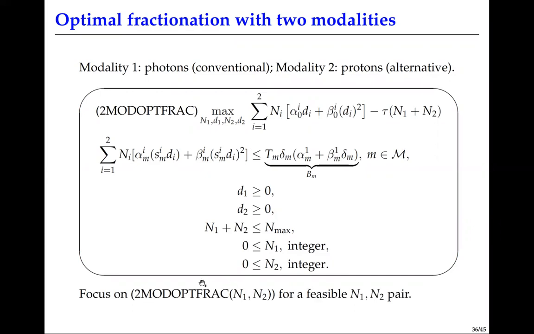So what I'm going to do as before is focus on the case where N1 and N2 are fixed. And once I can solve this problem with N1 and N2 fixed, then I can actually vary the values of N1 and N2. It's just two integer variables, whose sum is less than or equal to Nmax. So there are not that many values. And then figure out which one of the combinations actually gives me the best objective value. So in the interest of time, I'm not going to say too much about this problem, but let me just quickly give you some main ideas.